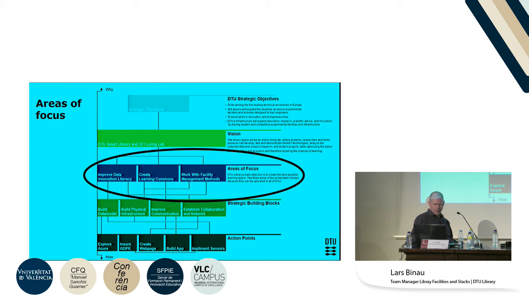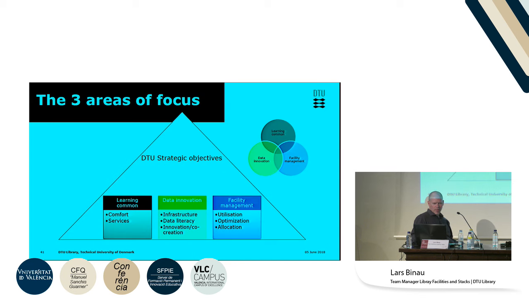So these are the three main areas that we have decided to focus on in this project, because these are the areas that we think will help the university in the best way. It's the learning common, data innovation, and facility management. And we do know they overlap a little bit, but it just shows that everything is connected when it comes to data.